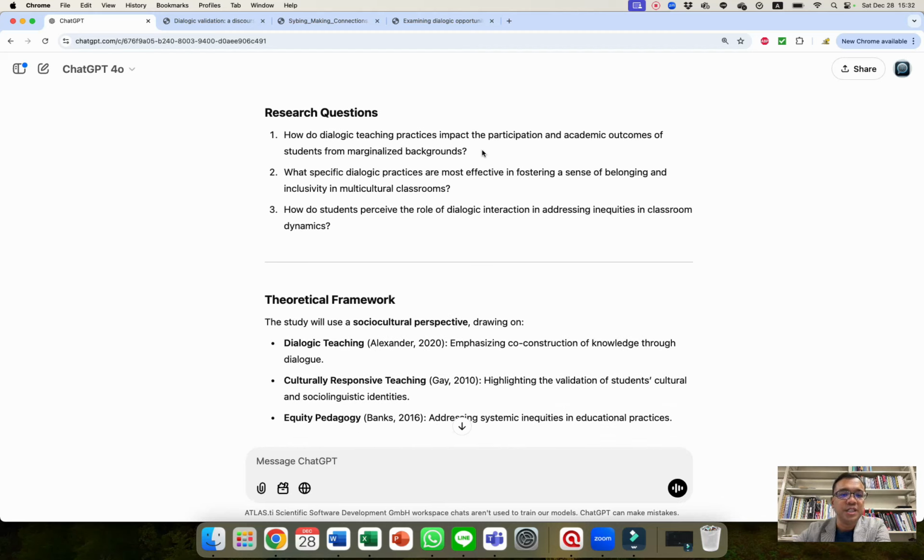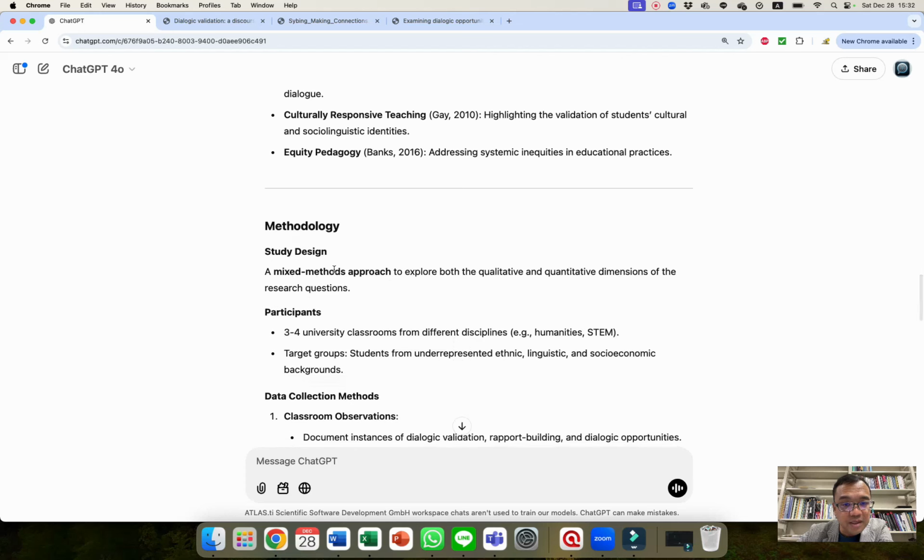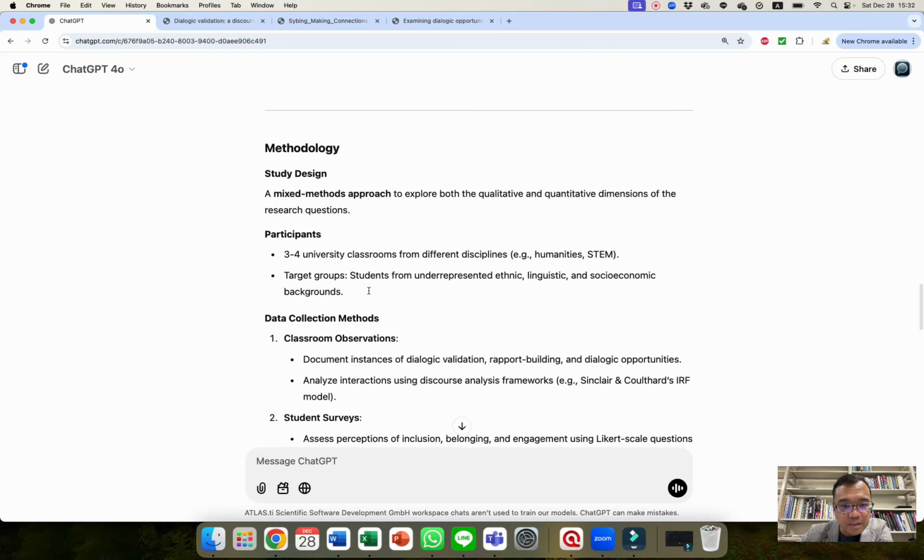How do dialogic teaching practices impact the participation and academic outcomes of students from marginalized backgrounds? What specific dialogic practices are most effective in fostering a sense of belonging and inclusivity? How do students perceive the role of dialogic interaction addressing inequities in classroom dynamics? Okay, so we have 3 good research questions here based on the data that we've given it, the 3 papers. And it does have a theoretical framework with a mixed methods design. Interesting.